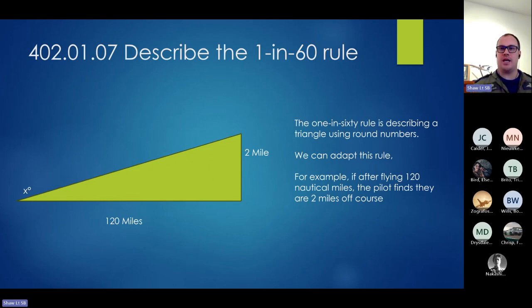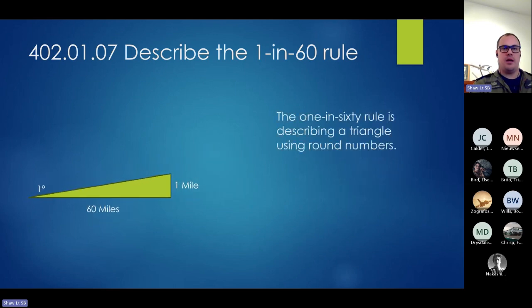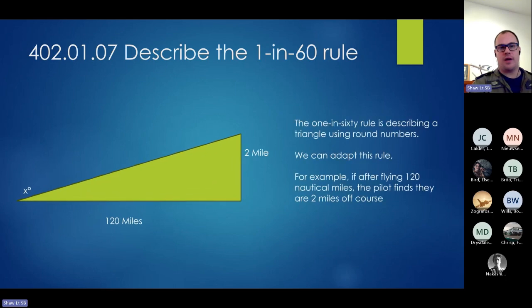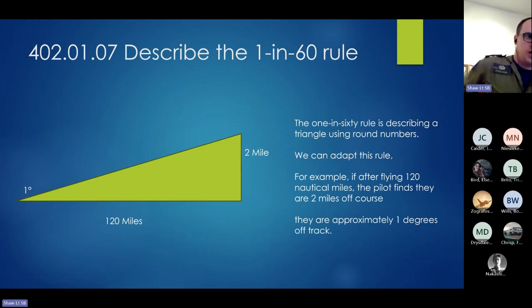You can adapt it. For example, after flying 120 miles, the pilot finds that they are 2 miles off course. So it looks like things just kind of doubled, didn't it? Right? So it was the 1 in 60 mile, but if we find that we've traveled 120 miles and now we're 2 miles off course, it's still approximately 1 degree off track, right? So it looks like it's just double the length. So each other number doubled.